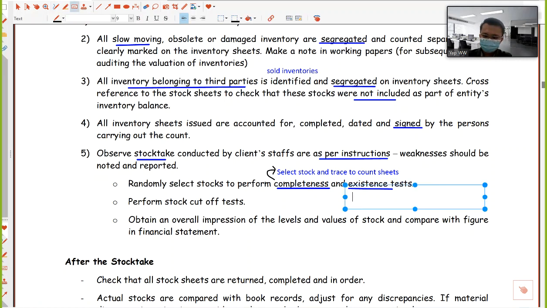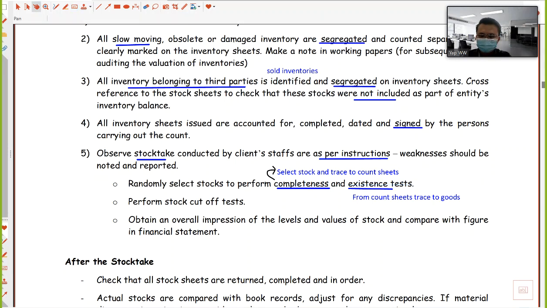Existence, the other way around. You want to know the stock is actually there or not. From count sheets, trace to goods. This will be an existence step. So during the stock count, you are there. You can do these two.